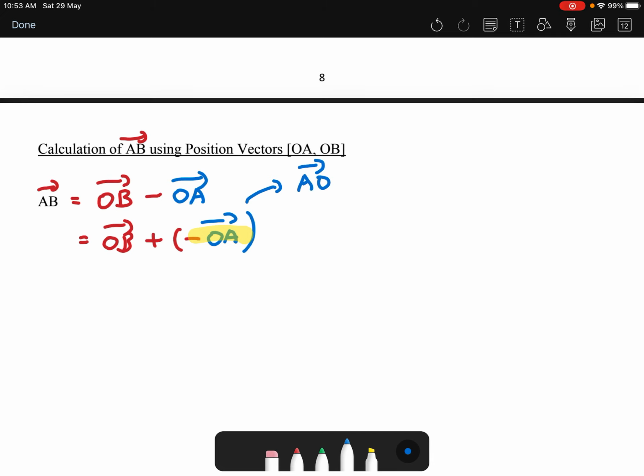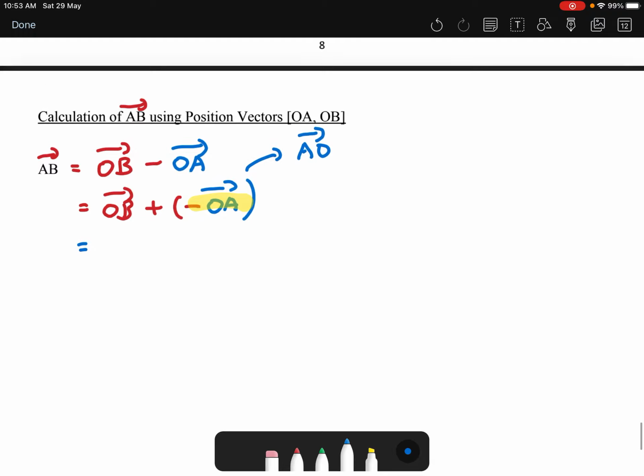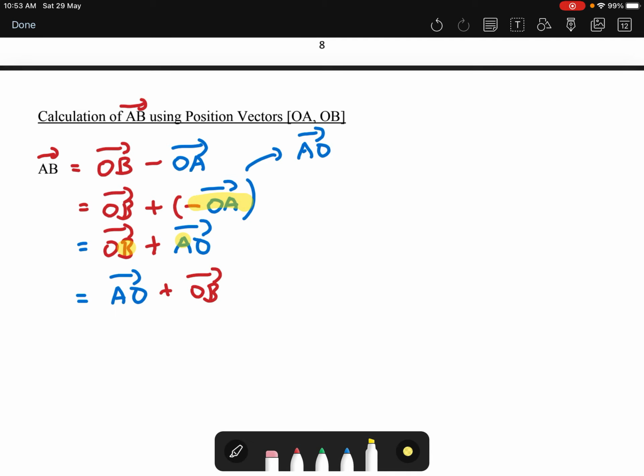Okay, so my final form will be OB plus AO. But if you notice, the letters right here are not the same, so I can't just add them up in such a manner. But I can shift my AO to the first position, right here, AO, then I shift my OB to the second position, OB right here. So now we have the same letter, O, and I can add them up to get my AB.